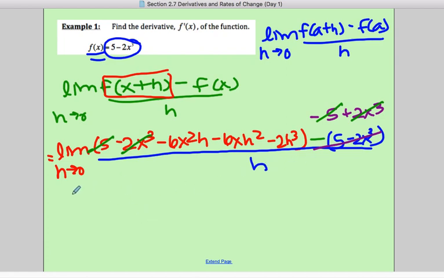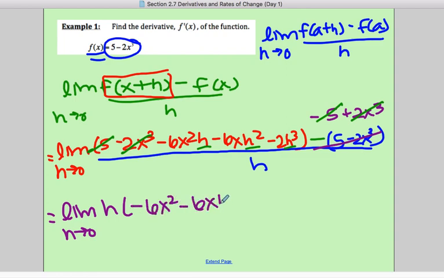Then from here, if I wanted to calculate my limit, if I plug in 0, I still can't. But I notice I could factor out an h from what is remaining. So I'm going to factor out an h. So I have -6x squared minus 6xh minus 2h squared all over h. Now my h's will cancel. Once I cancel those out, now I'm totally fine plugging in 0 for h.